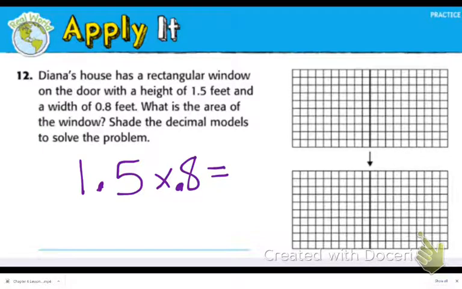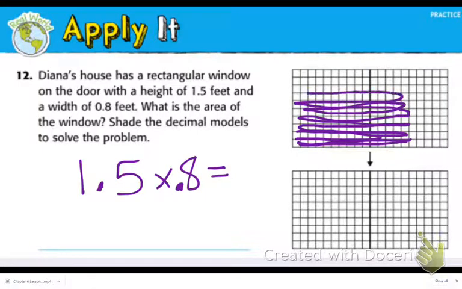Well, I'm going to go ahead and shade 1 and 5 more. So 1, 2, 3, 4, 5. I'm going to go ahead and shade in 1 and 5 more. And I need to do that 8 different times. So there's 1, there's 2, 3, 4, 5, 6, 7, 8. So I can go ahead and make sure that's all shaded in. All right, so 15/10, or 1 5/10, 8 times.